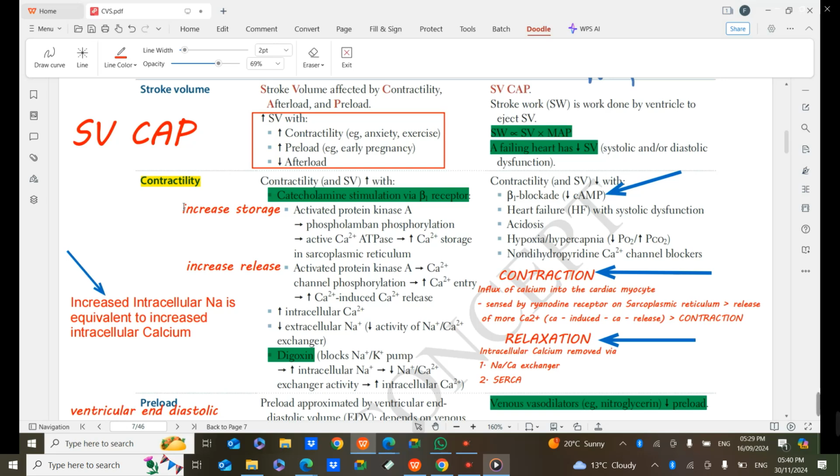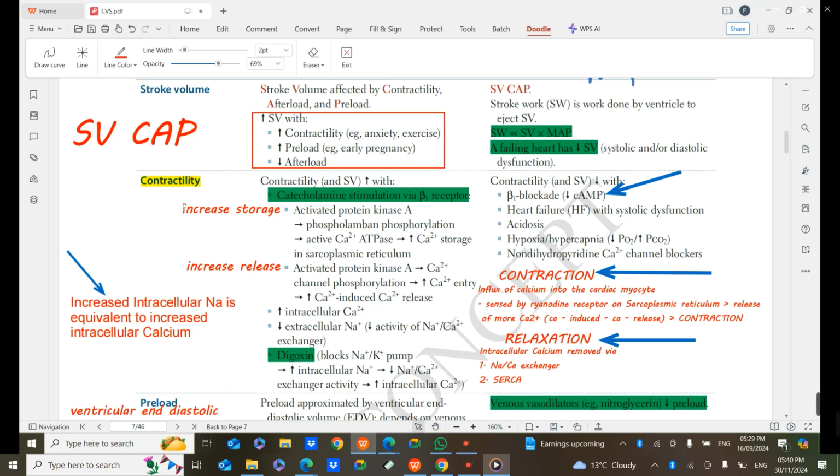So what is going on in contractility? There is a particular ion that we need for contractility, and that ion you call calcium. Lovely. So when we are talking about contractility of the heart, the ion that should come to your head is calcium. I need calcium.